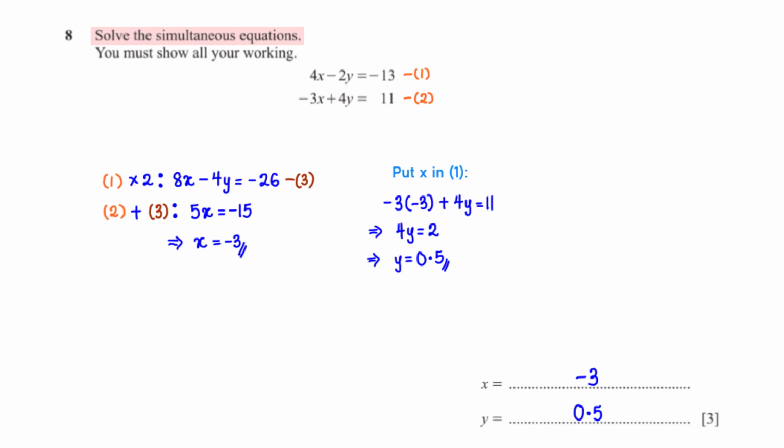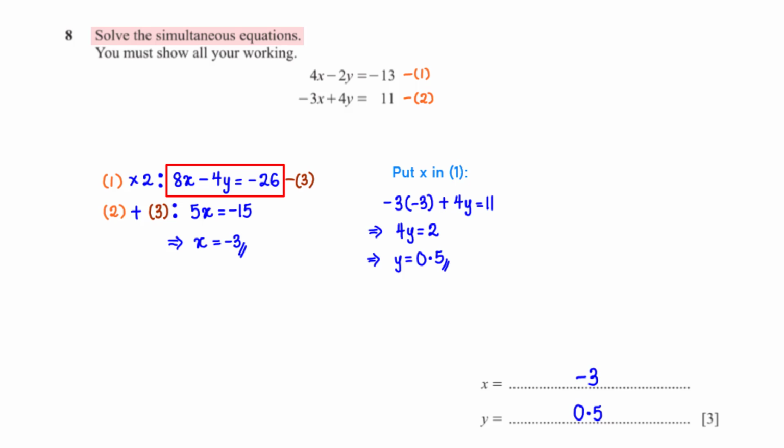Solve the simultaneous equations. You must show all your working. Let's label the given equations. Using the elimination method, we can start by eliminating the variable y. So first, we multiply equation 1 by 2. This gives us 8x minus 4y equals negative 26. Let's call this equation 3.